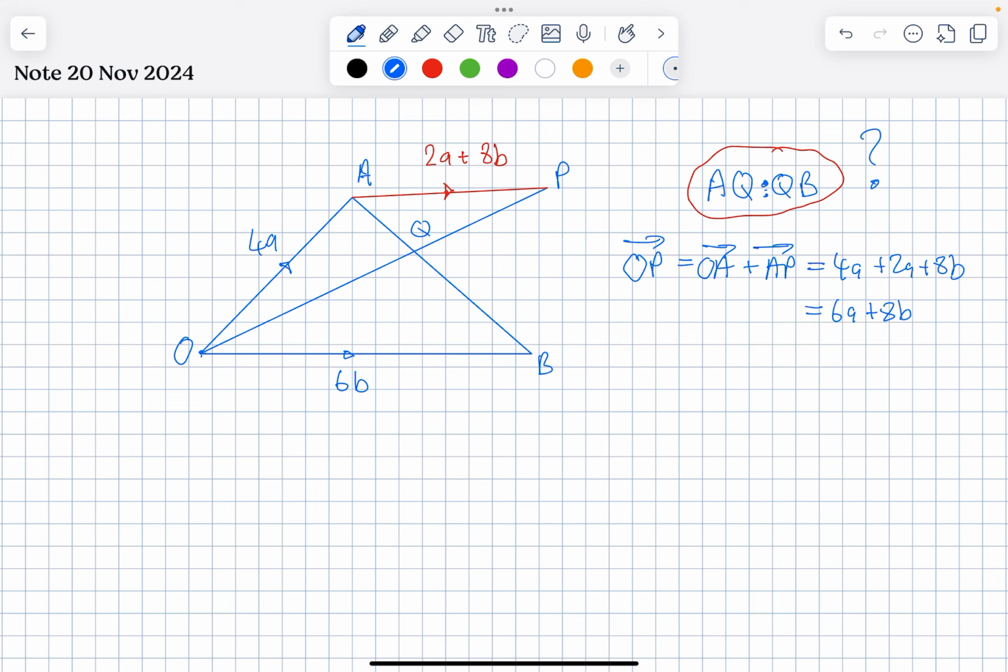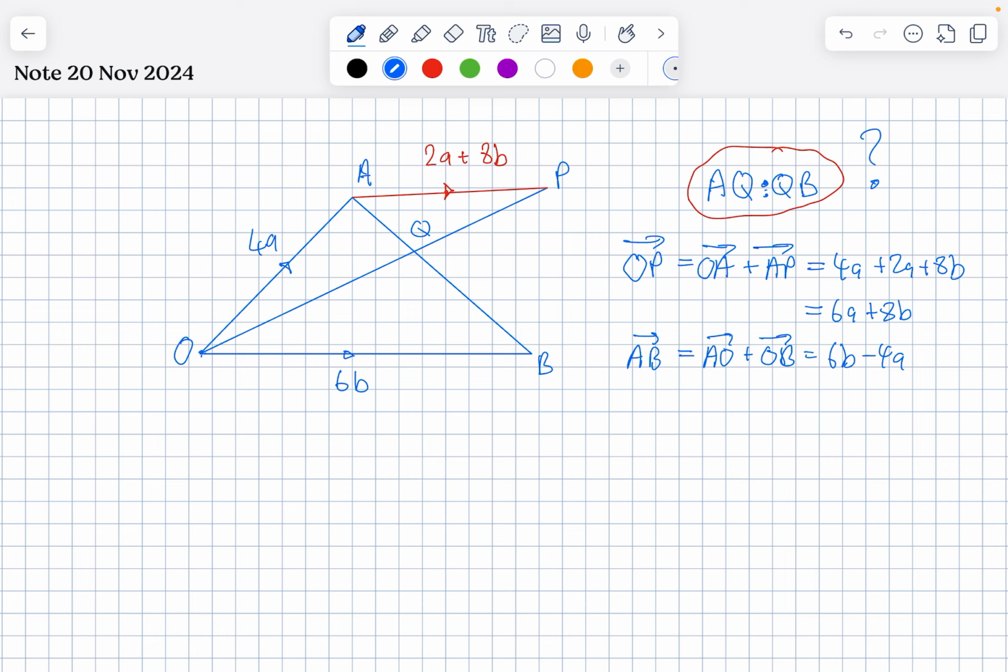I'm also going to need A to B. And to do that, I'm going to go A to O, plus I'm going to go O to B. So that's going to be 6B minus 4A. Because remember, going the other direction, it's negative. Right, so now I've defined those two.